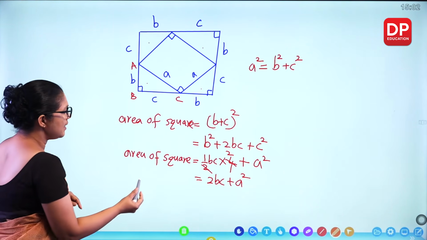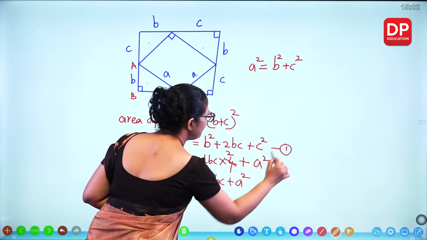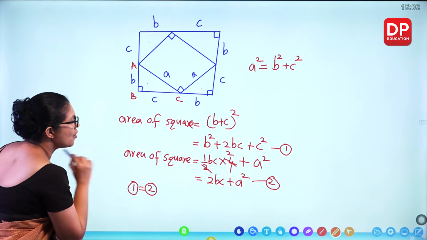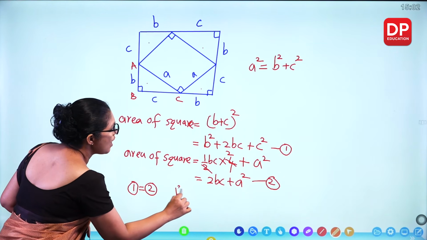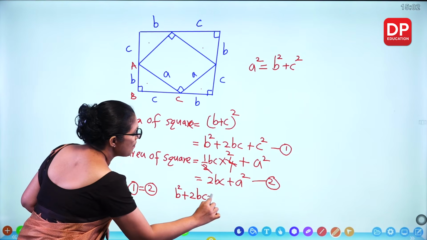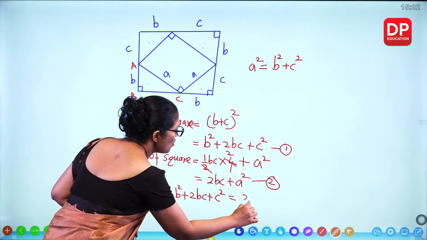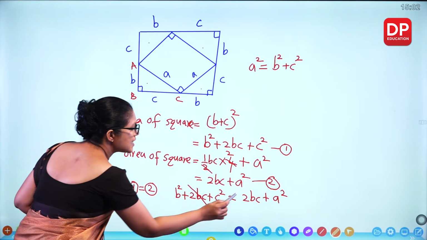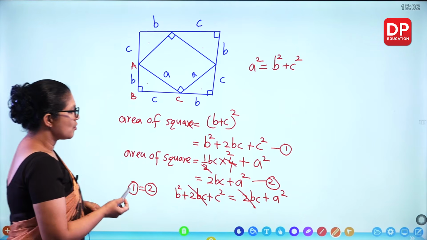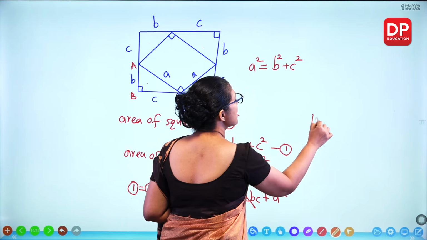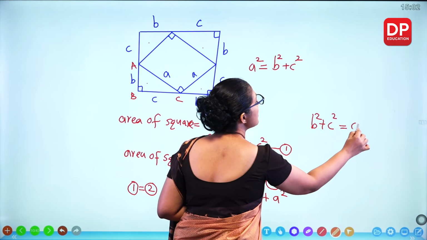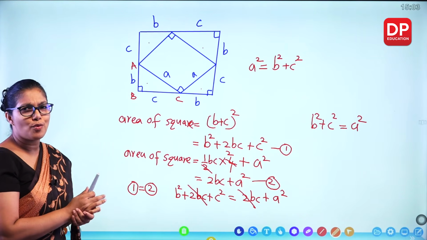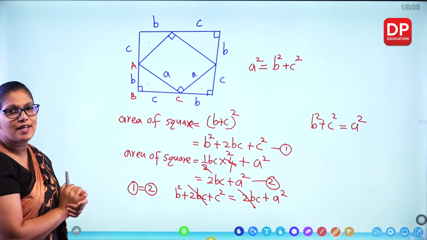Now both are equal, equate 1 and 2. What do you get? 1 equals 2. You get B squared plus 2BC plus C squared is equal to 2BC plus A squared. 2BC, 2BC get cancelled out. So what do you get? B squared plus C squared is A squared. So same thing there. So this is another way of showing the Pythagoras theorem.